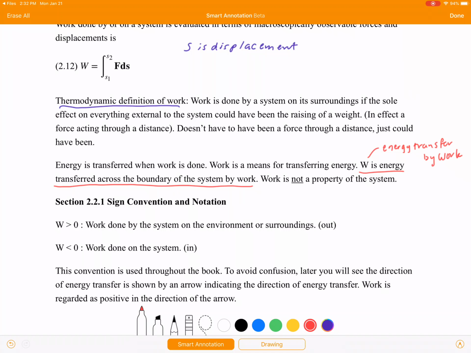It's a distinction that matters, and as we go through, you'll see. But work is not a property of the system. When we say it's not a property, it's a non-property. And if you remember back to our definitions in the last chapter, the work depends on the process, and so it is a non-property.